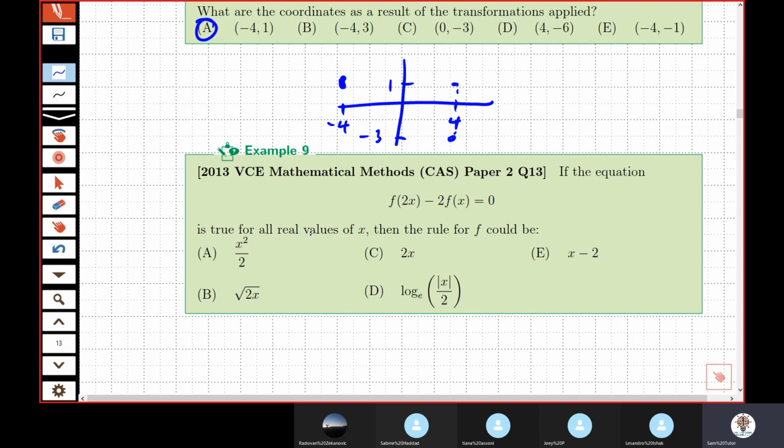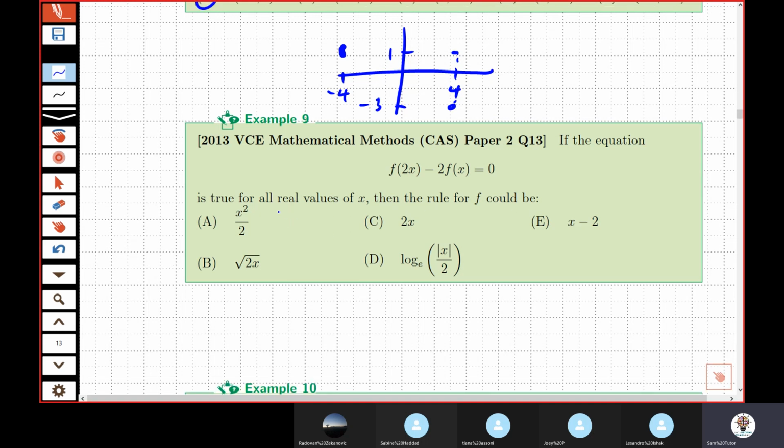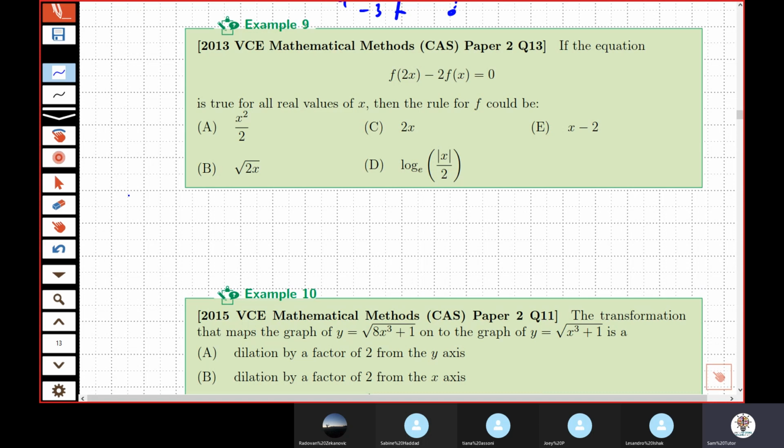If the equation f of 2x minus 2 of f of x equals 0 is true for all values of x, then the rule for f could be a function. Again, another good one because it's different. You saw I had to read it again just to make sure. Has this got anything to do with what we just did? No, it's got nothing to do with what we just did, unless you can see it, which I don't think you guys do. You don't need to, is what I'm trying to say. I don't think anyone at high school level needs to just yet.